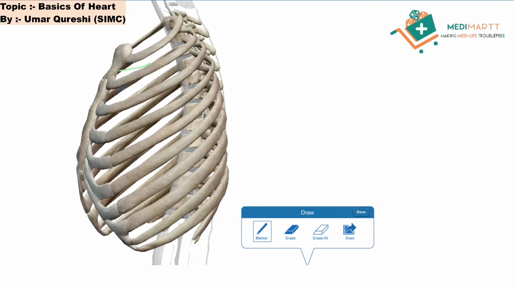Assume that this is the first intercostal space. What is an intercostal space? An intercostal space is the space between two ribs, as this is rib 1 and rib 2. So this space is called the first intercostal space.